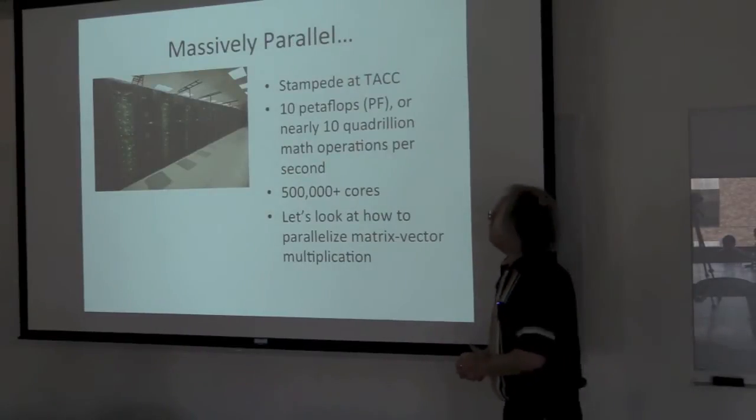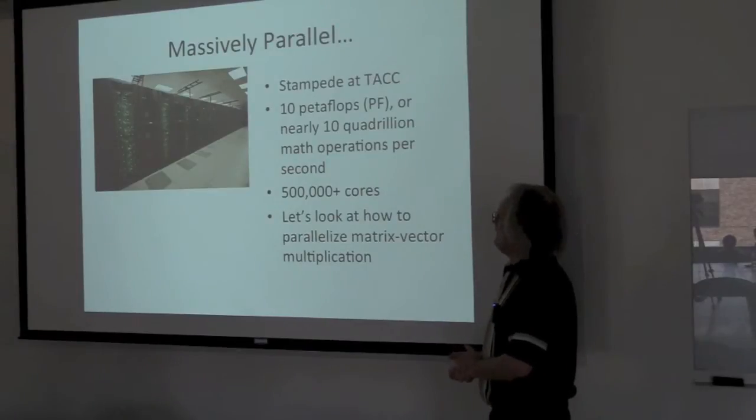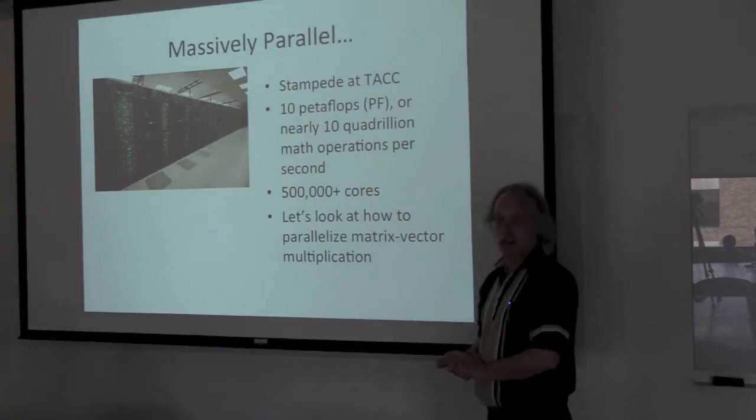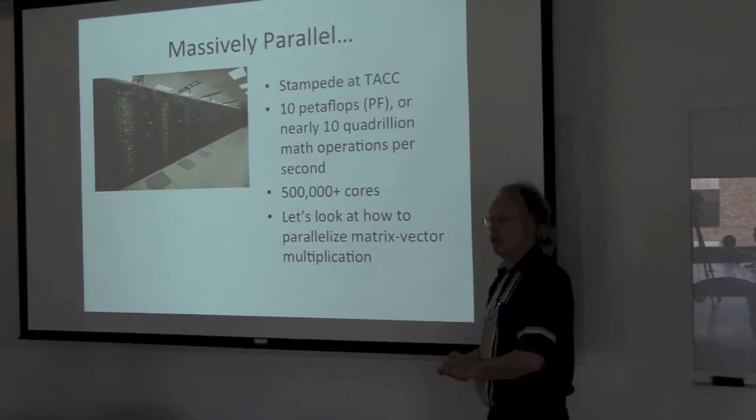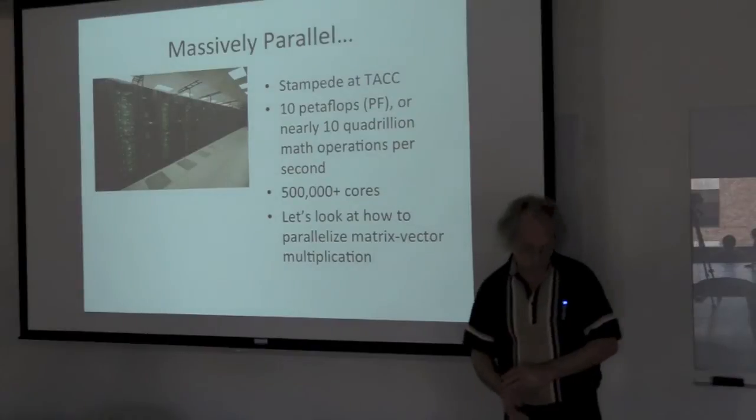Notice that when people talk about parallelizing, I tend to think of massively parallel. So here is a picture of Stampede, which has 500,000 cores. And the question is, can we do a matrix vector multiply on 500,000 cores? And that's what I'm going to look at.